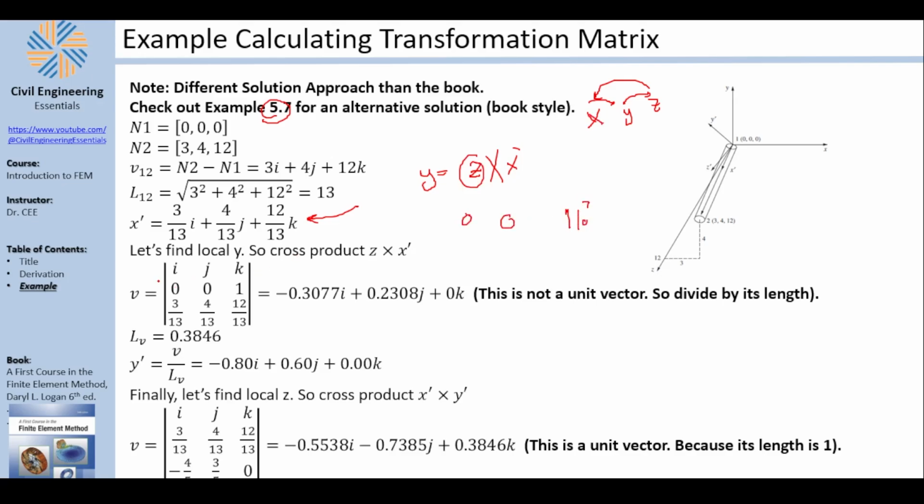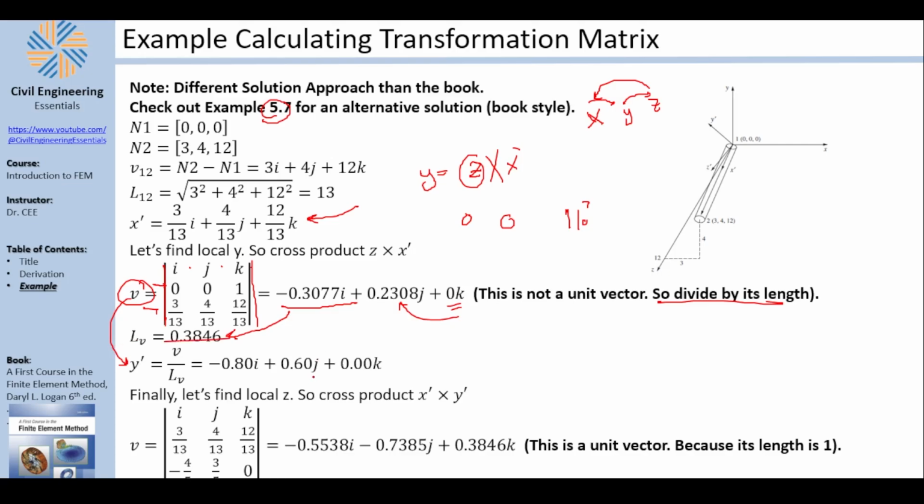Of course, we know from physics and mathematics that the cross product is found by a matrix notation like this: ijk, the first vector, the second vector. Solving it gives you negative 0.3 i and 0.23 j and nothing in k. This, however, is not the unit vector. I have to find its length, this is Pythagoras, and divide the vector over the length to find the unit vector. And this is the unit vector of y.